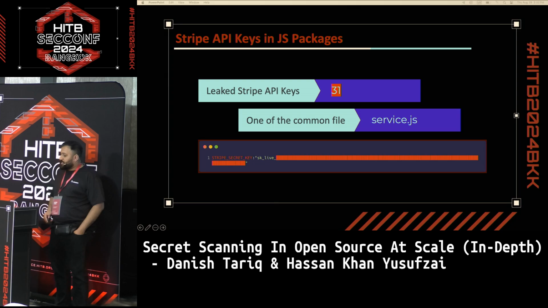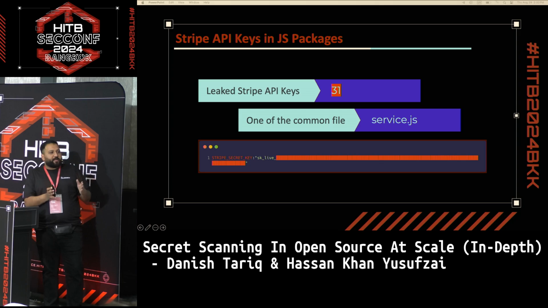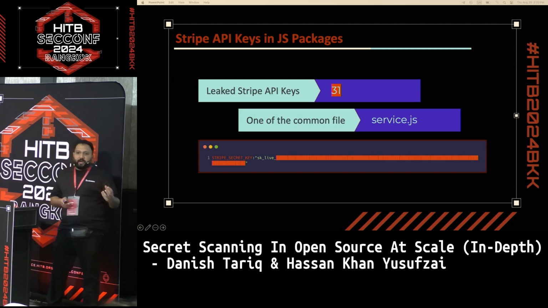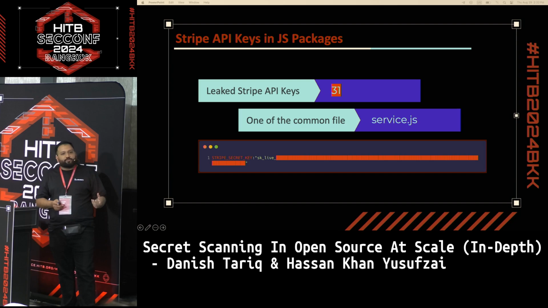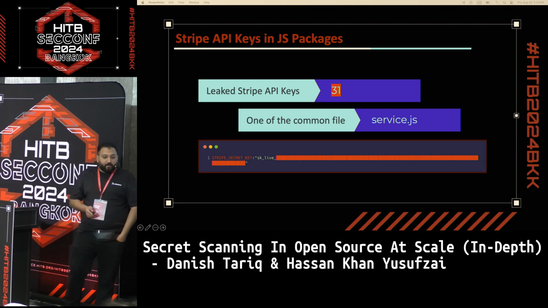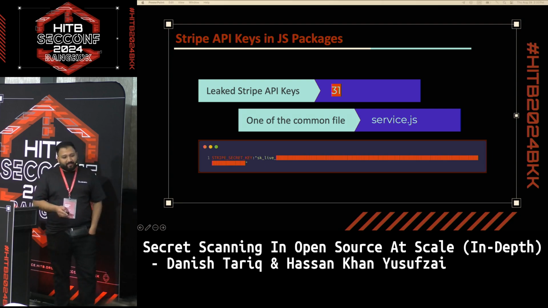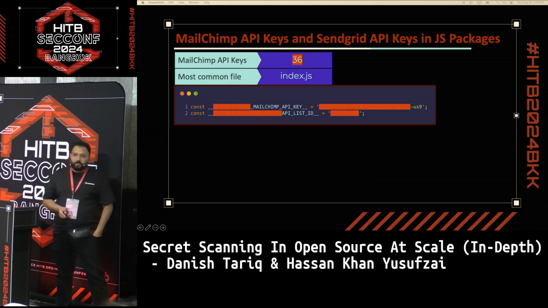It could be a financial loss for the company. It's not that NPM packages or the JS packages are always developed by individual developers or open source contributors. Most of the companies do that as well, obviously, right? So these Stripe API keys would be of the companies, of the SaaS products that were leaking these keys, and obviously these were reported to those companies as a responsible disclosure and open source contribution.